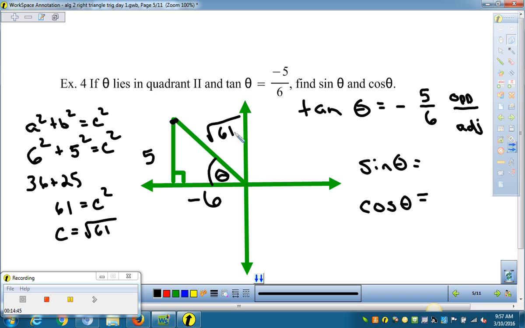All right, if you look up, do you agree with my hypotenuse? Yes? All right, tell me what sine of theta would be then. I'm standing on theta. What's opposite? Over 1. Yes. Negative 6 over 34.